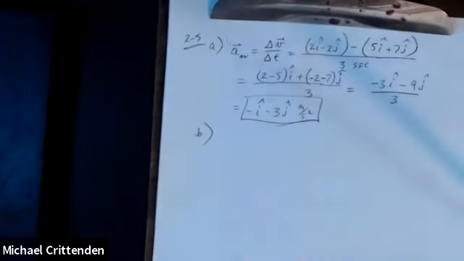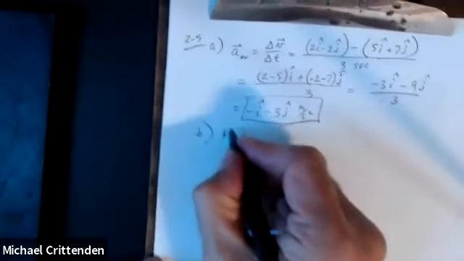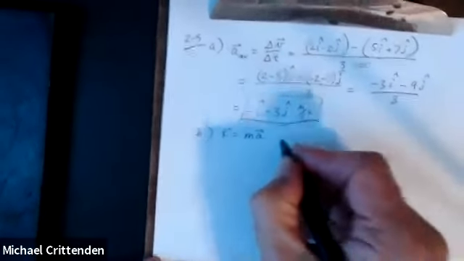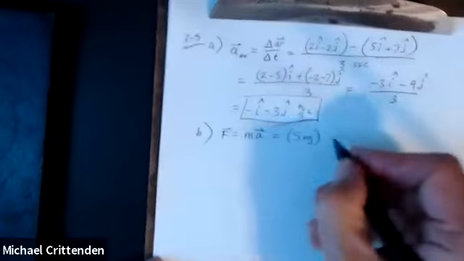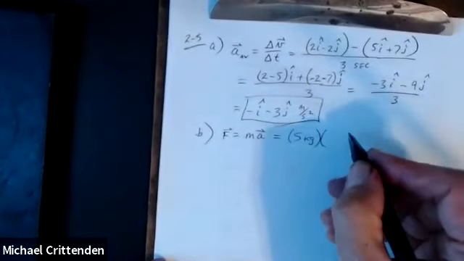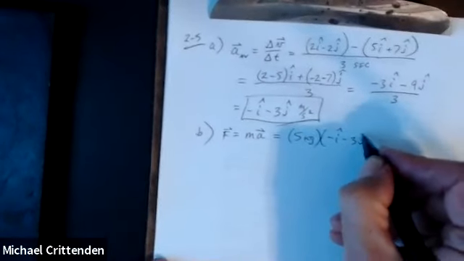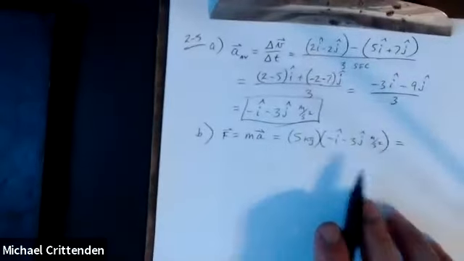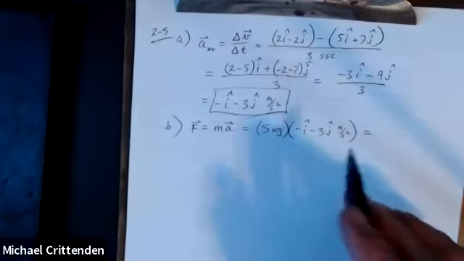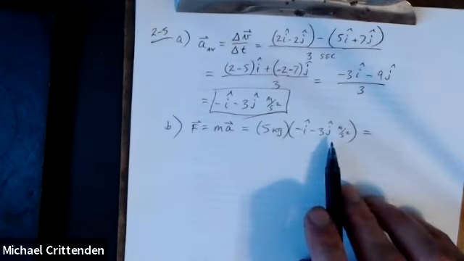Part B. Force equals mass times acceleration. They tell us the mass is 5 kilograms. And the acceleration is the answer to part A. Vector times a scalar. It's just the distributive property. 5 times negative i, 5 times negative 3j.